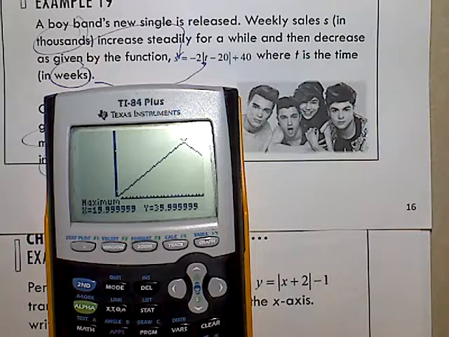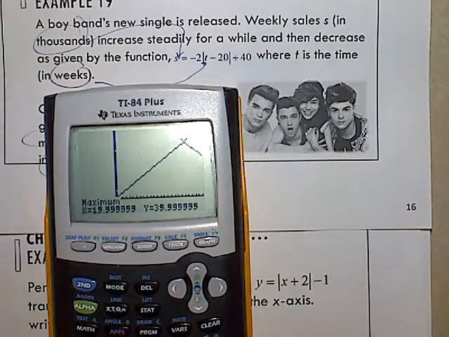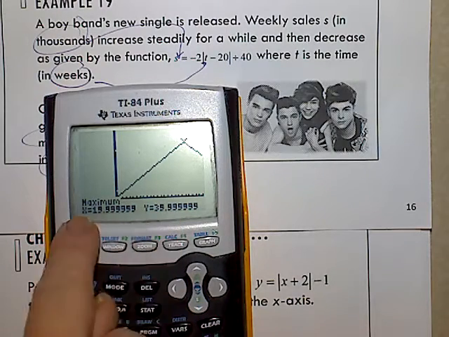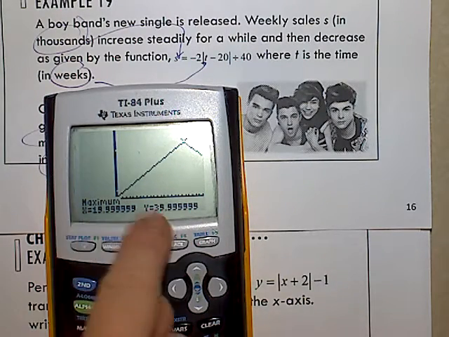Now the question is, what is the maximum? So we're looking at what is the highest. Talk to your partner. Which number represents your maximum value? Only one of these represents the maximum. Which one is it?